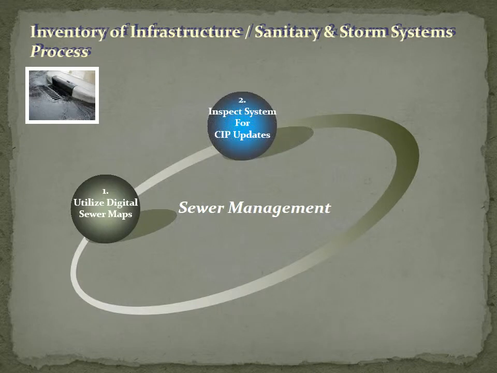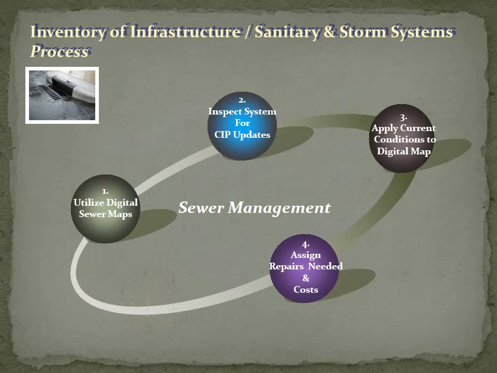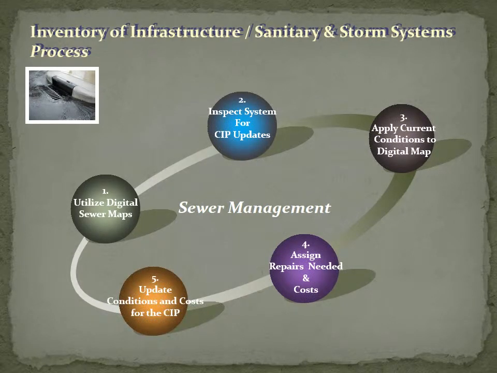The sanitary and storm systems are also key elements in the 5-year plan. We can see here again the 5 steps needed, starting with utilize digital sewer maps and ending with updating conditions and costs for the capital improvement plan. Let's take a look at some details of each of these steps in the sanitary and storm systems.